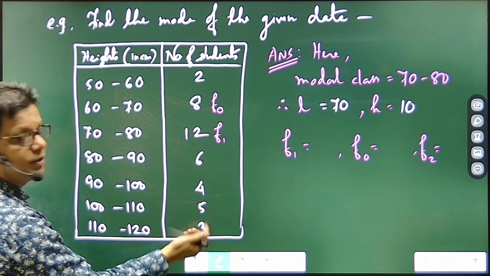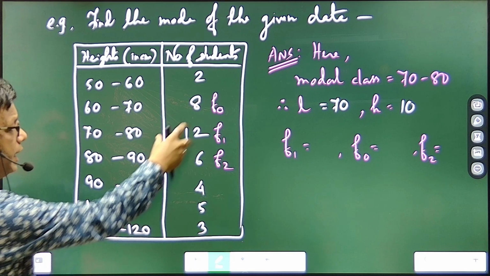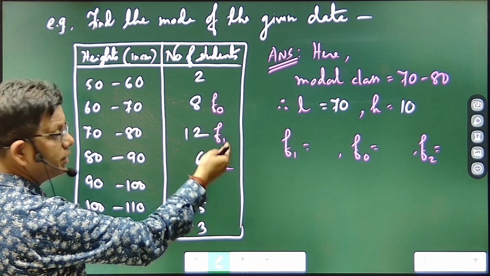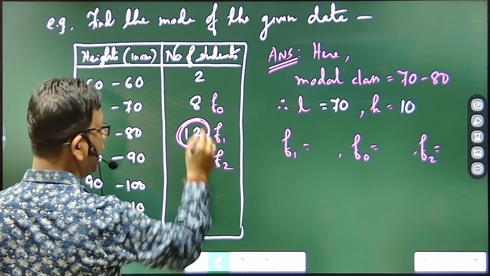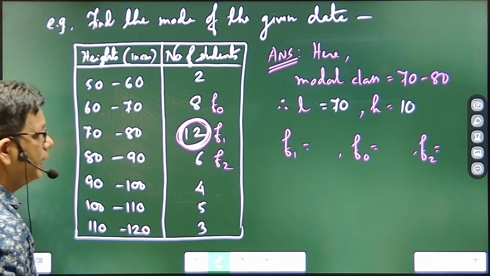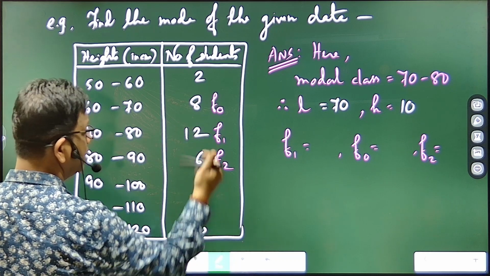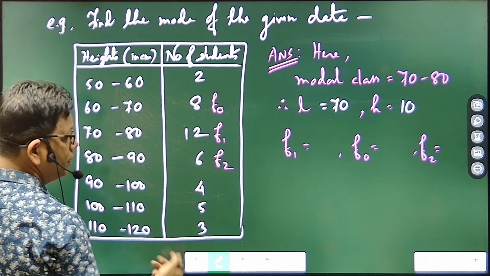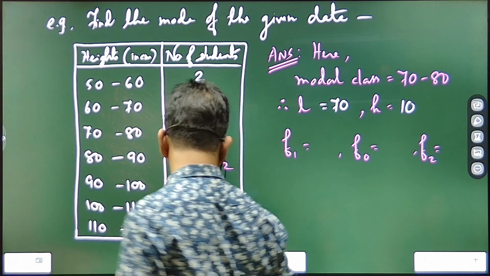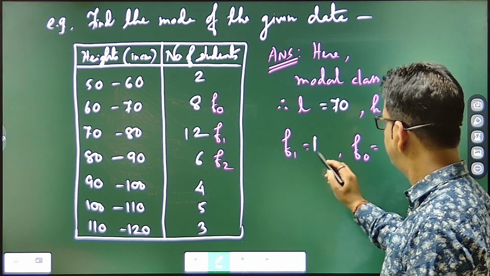The next frequency is F2. Could you understand? So what will be F1? The highest one, and it starts in order then: F0, F1, F2. You just need to write the highest frequency as F1. So highest frequency here is 12. So this is your F1, right? F0 is the previous one. F2 is the next one. So F1, as you have understood, that highest frequency 12 is F1.